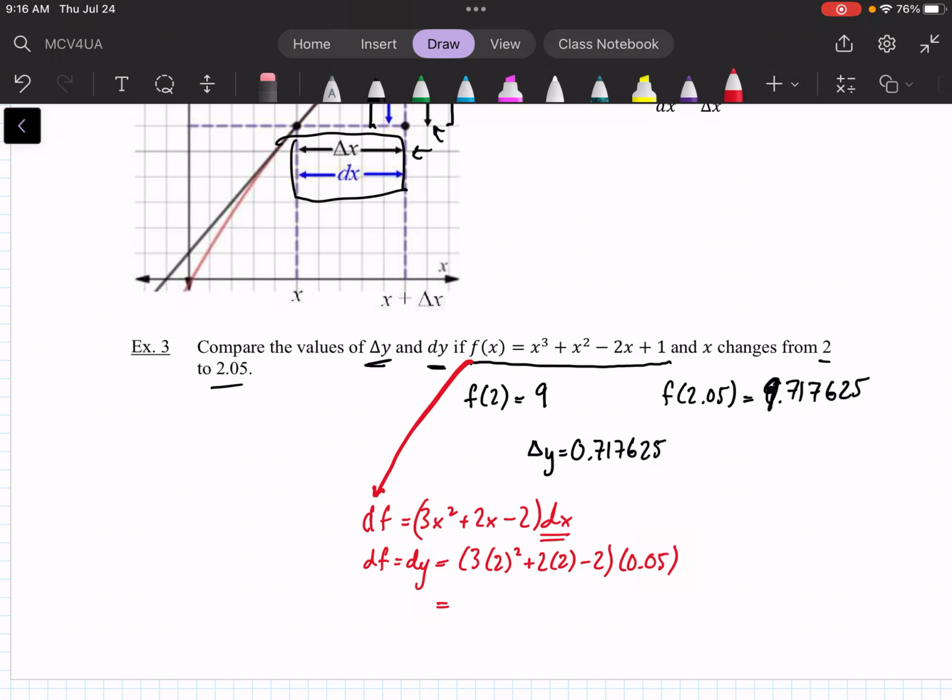Okay, so I'm going to use my calculator again. Substitute in, this turns out to be 14, this turns out to be 0.05. Half of 14 is 7. This is a little off from a half, so this is going to be 0.7. And then you can see this dy is just slightly off from 0.717625, it is 0.7. And that's how they're related. And thus concludes this lesson.